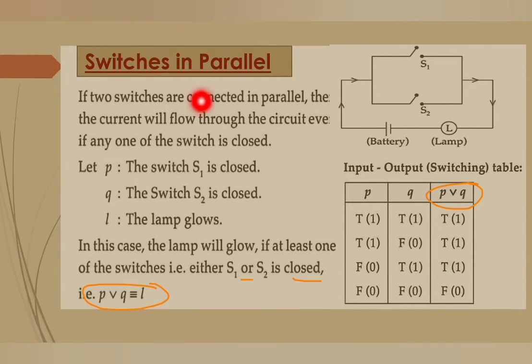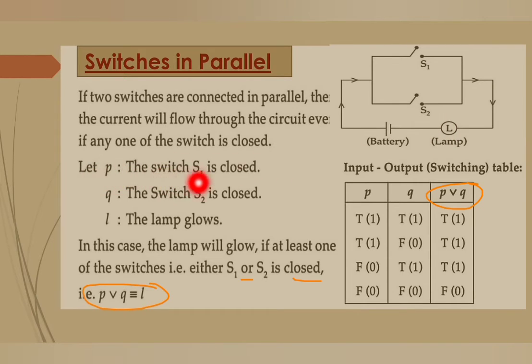Next, switches in parallel. In this diagram, S1 and S2 are connected in parallel. This position is called parallel. If two switches are connected in parallel, the current will flow through the circuit even if any one switch is closed. If one switch is closed, then current passes through this lamp. Not both, if any one, S1 or S2, is closed, then current passes through this lamp and the lamp glows or is on.